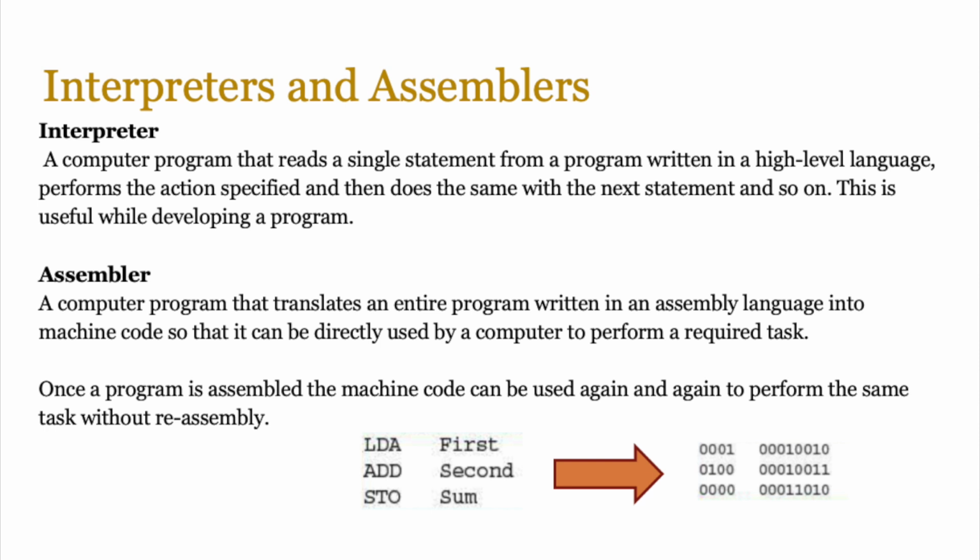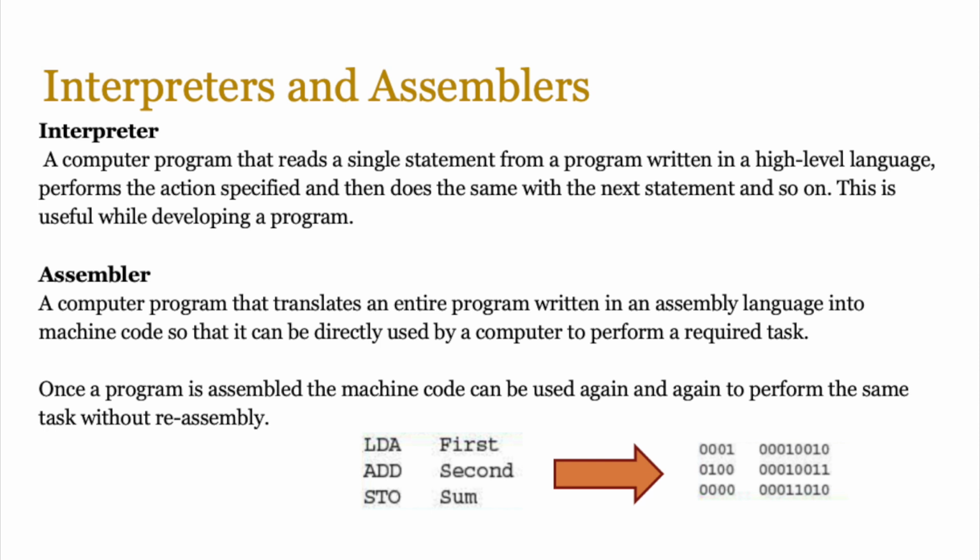The difference between a compiler and an interpreter is that the compiler will check the whole program and produce an executable file or produce a list of errors, whereas an interpreter will just run the code line by line, and if there's an error, it will detect it immediately. So interpreters are used in program development, whereas compilers are used at the end of that particular cycle.